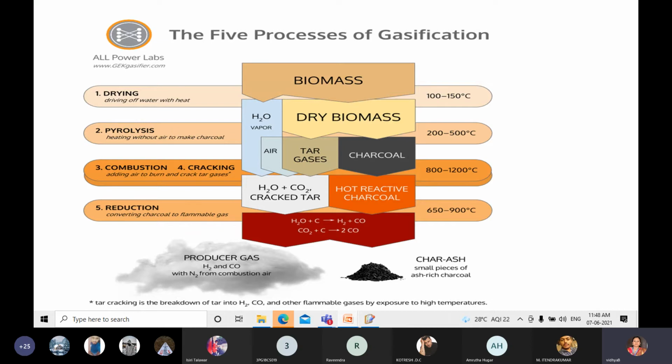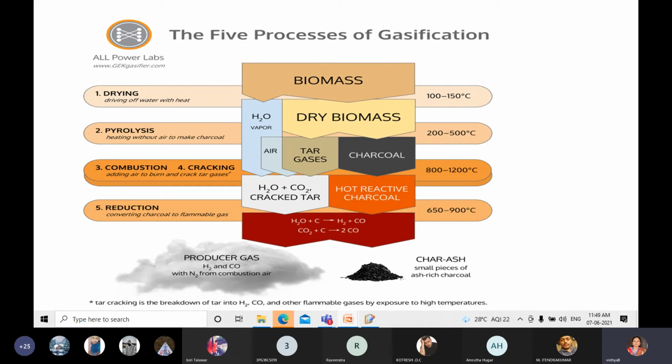Okay, in drying, water is removed with heat. Biomass is first dried. In this case, biomass is dried and the moisture content of biomass is removed. Okay, what do you mean by drying? In the heading itself it says the moisture content of biomass is removed totally.